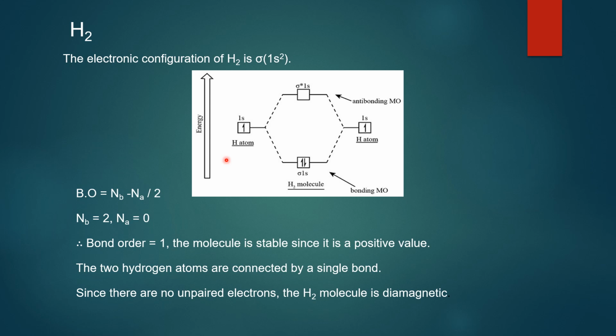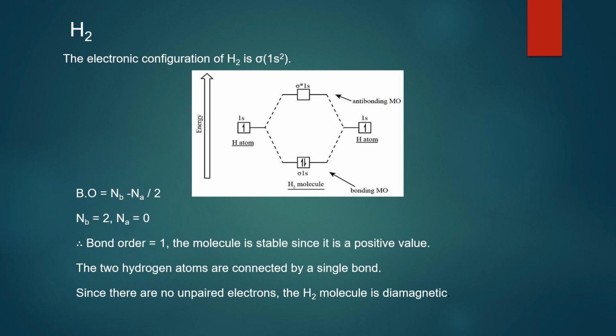Okay. The third thing is finding its magnetic property. There are no unpaired electrons. All the electrons get paired up. No more unpaired electrons. It has a diamagnetic property. It belongs to the category of diamagnetic substances. That is about the H2 molecule.